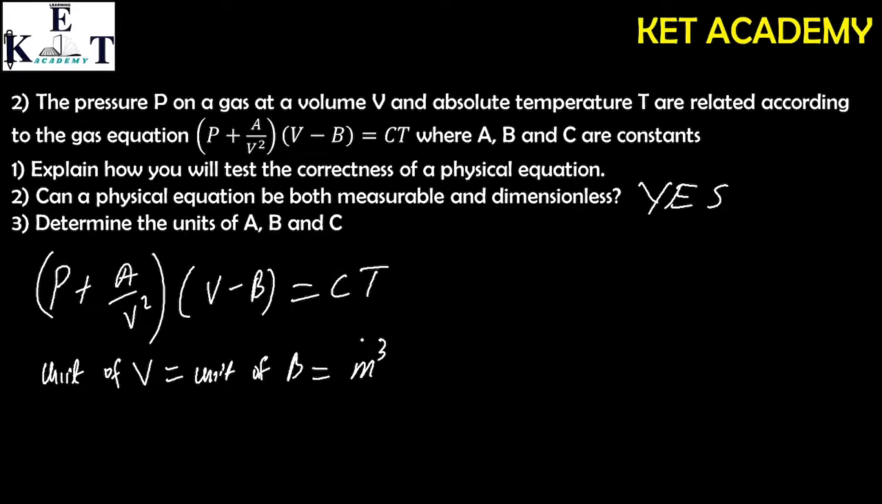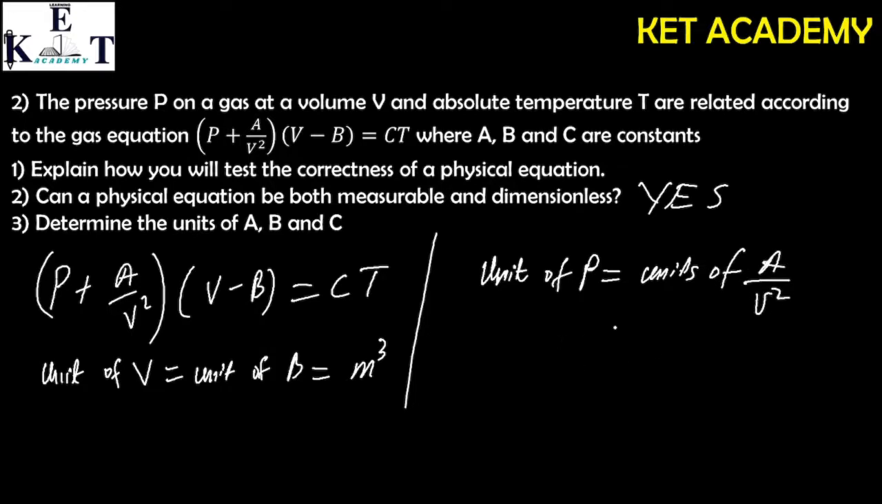Now to get the units of A, we know that A divided by V² is added to P, and V there is volume. So we state that the unit of P should be equal to the unit of A over V². To get the unit of A, the unit of A will simply be equal to the unit of P times the unit of V².